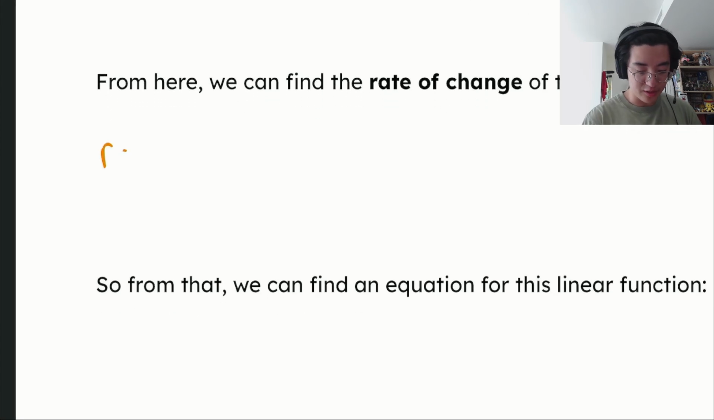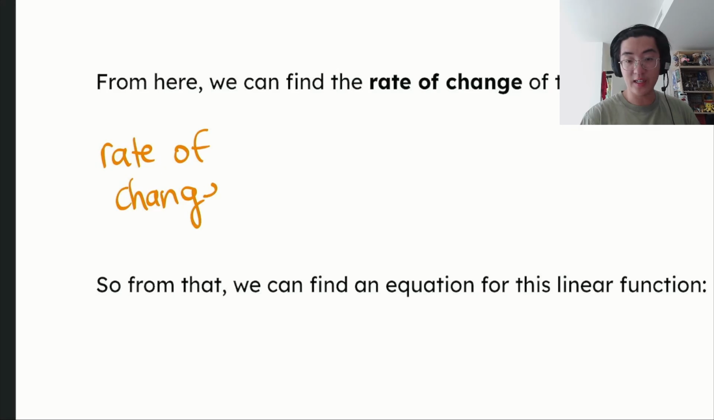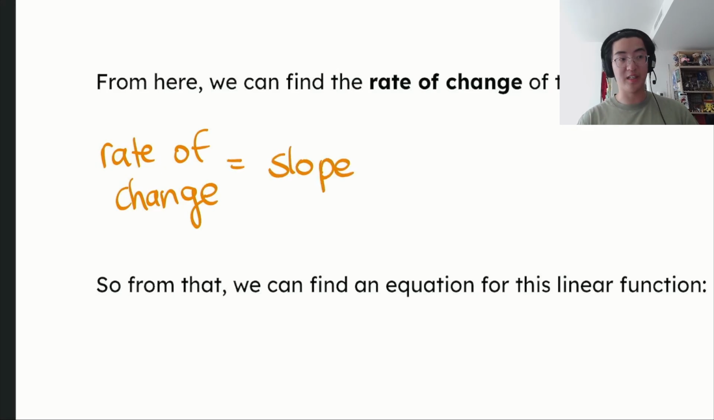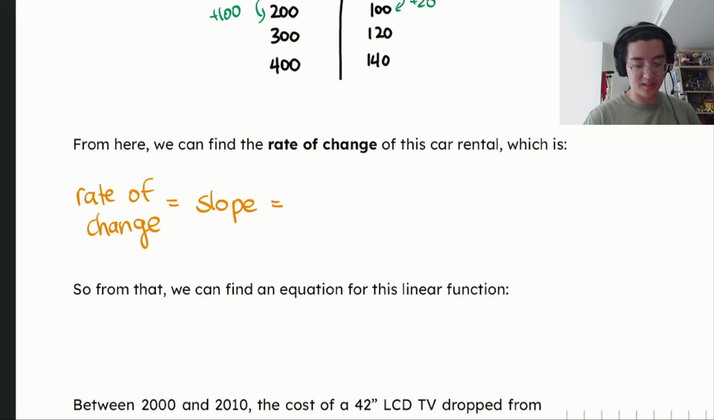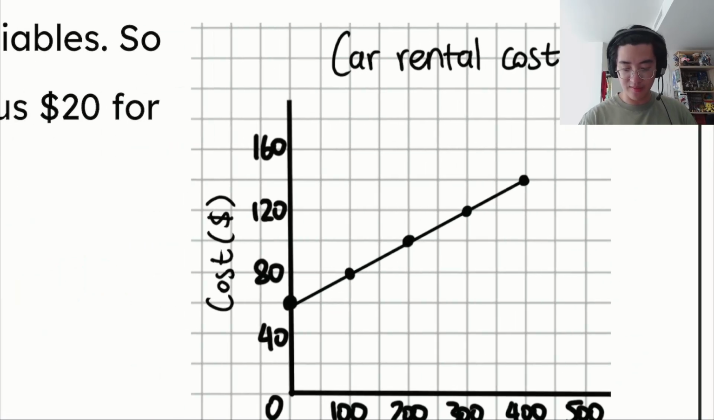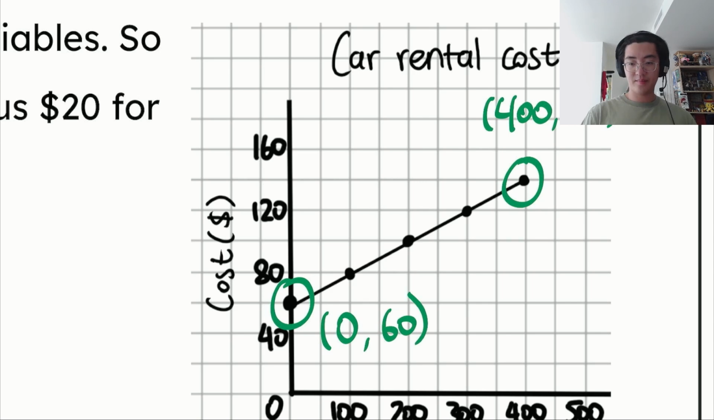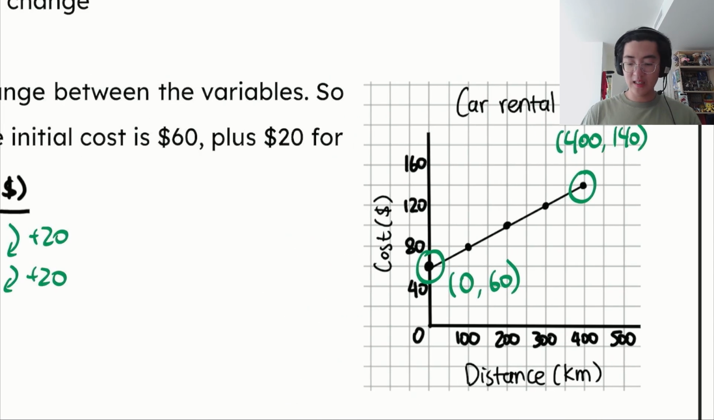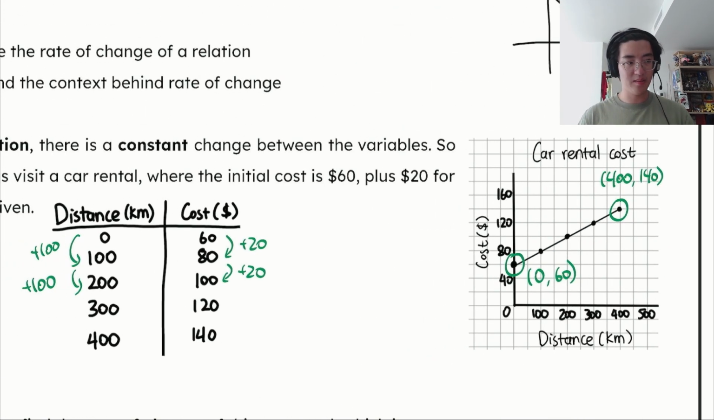So the rate of change in this case is pretty much just the slope with the units tied behind it. So let's find the slope first. Now we can take any two points on the graph. Let's say we take this one here, which is x 400, y 140. And we can take this one here, x is 0, y is 60. Realistically, any point will do the trick.